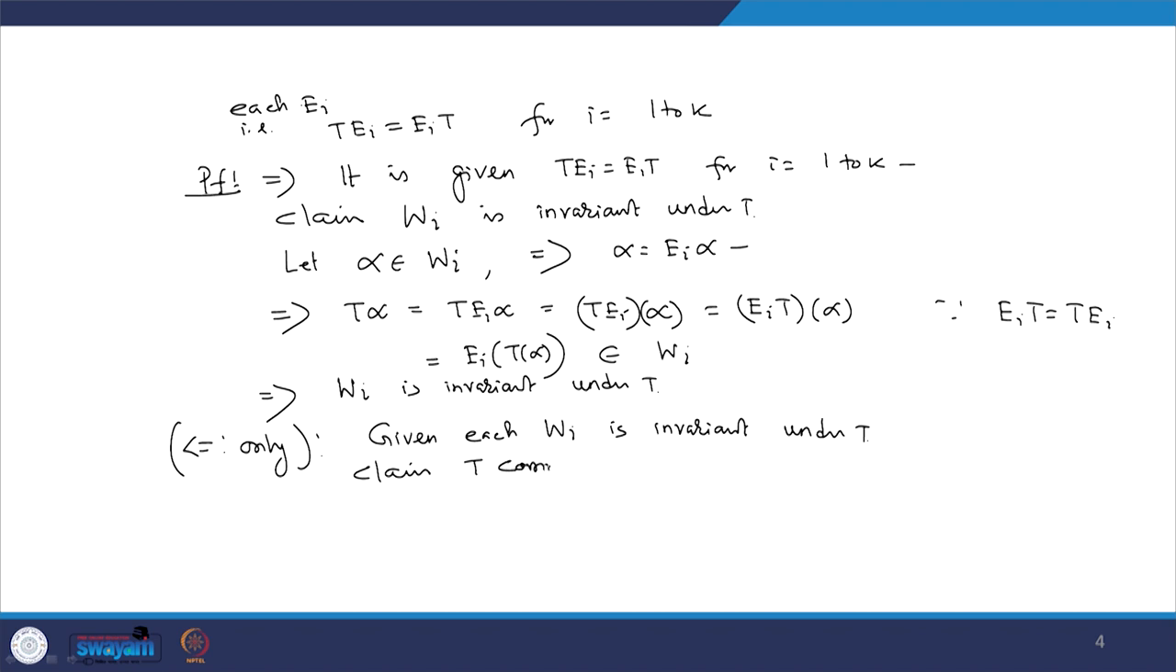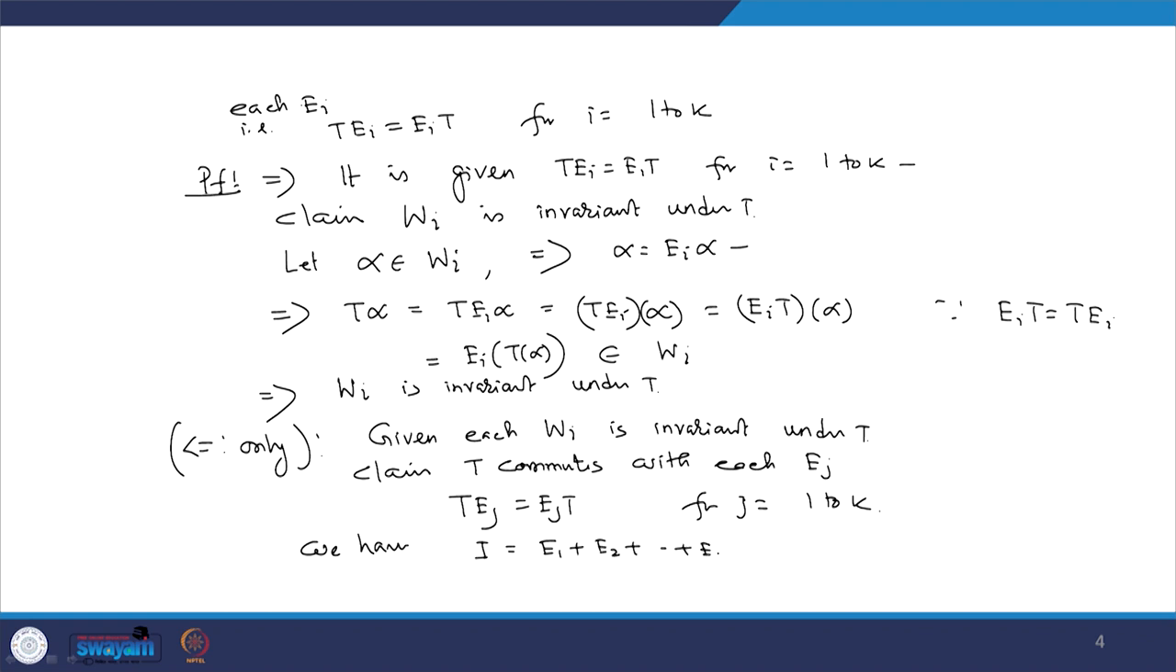claim that T commutes with each E_j. That is T E_j equals E_j T for j equal to 1 to k. I have to show that T E_j equals E_j T. According to the given statement of the theorem, we have I equal to E_1 plus E_2 plus ... plus E_k. So, this implies that alpha operating on I equals E_1 alpha plus E_2 alpha plus ... plus E_k alpha. So, I have alpha equal to like this.